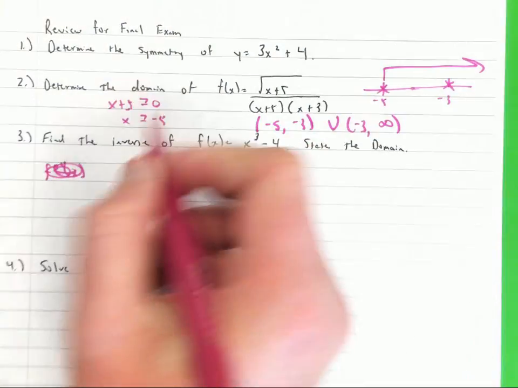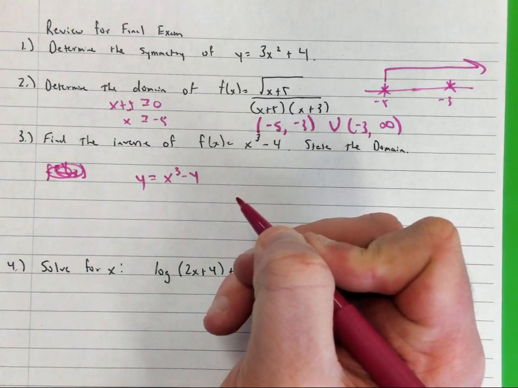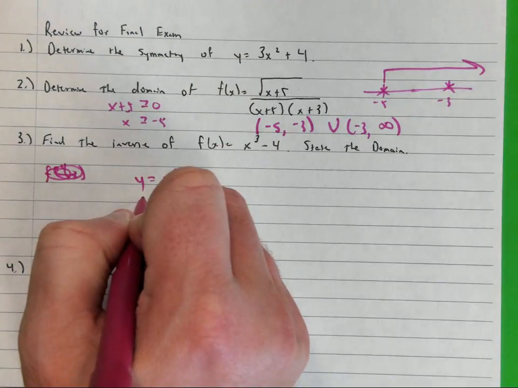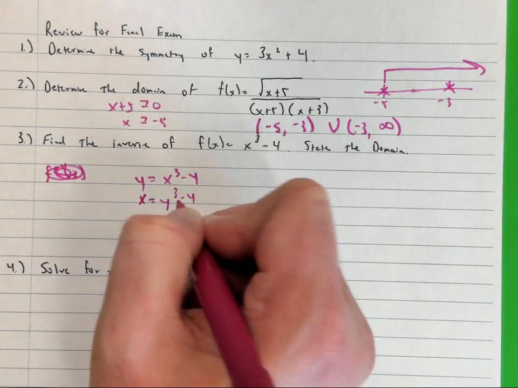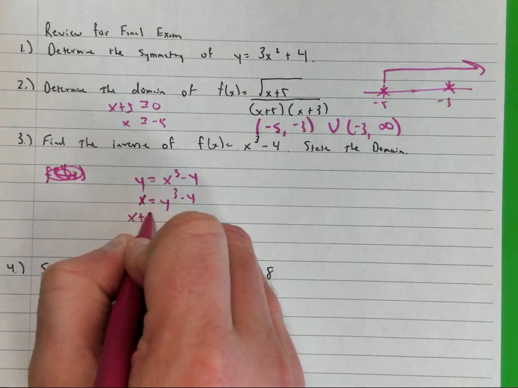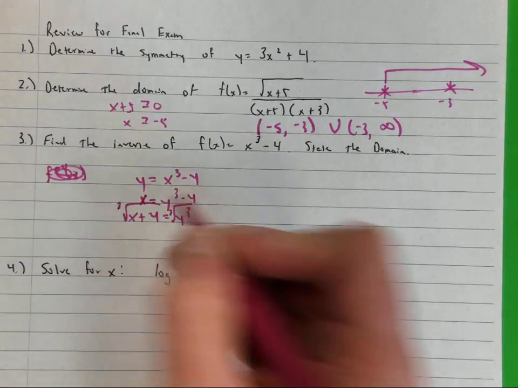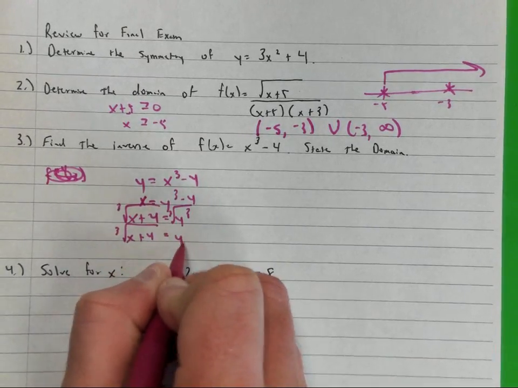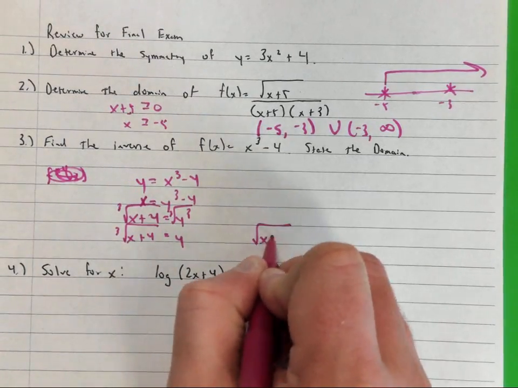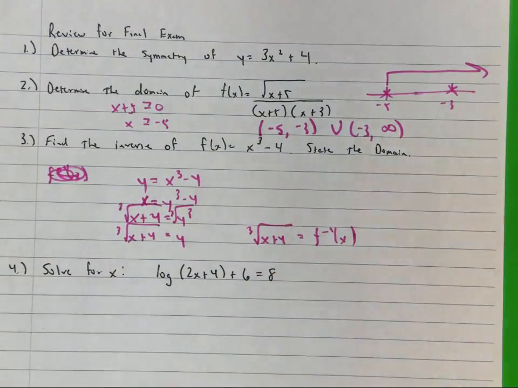All right. The inverse. Y equals x cubed minus 4. Okay, what am I going to do first? Interchange what? I'm going to get y by itself, so I'm going to move the 4 over. Take the cube root. So I got the cube root of x plus 4 equals the inverse function.